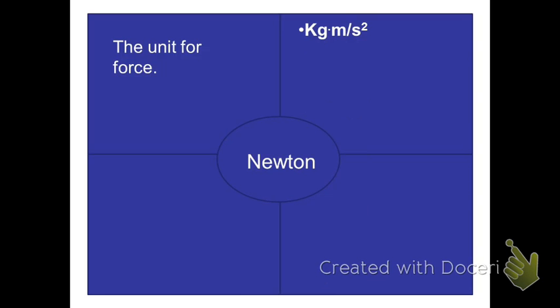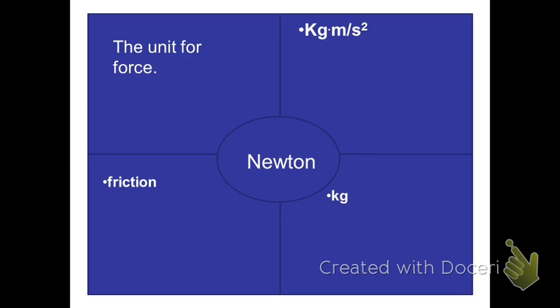Some characteristics of a Newton. A Newton is equal to a kilogram times a meter per second squared. Some examples of Newtons. I put friction. Why is friction an example of Newton? Gavin? Because friction is a force. Right, because friction is a force, and you use newtons to measure force.